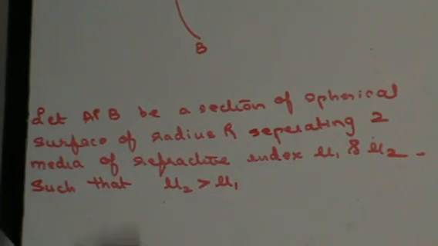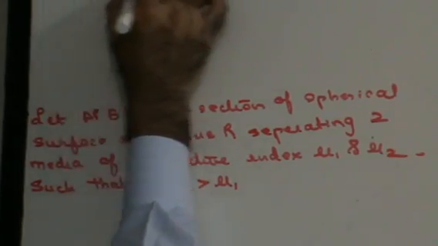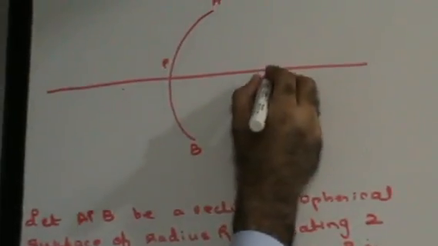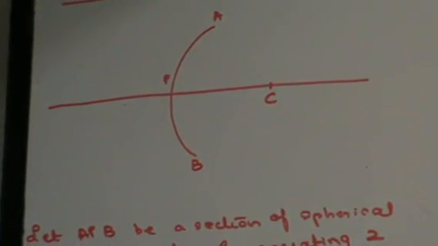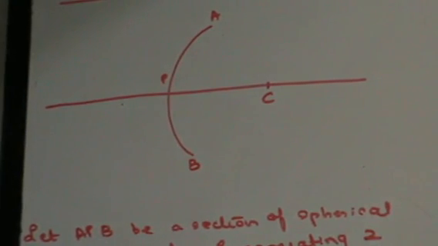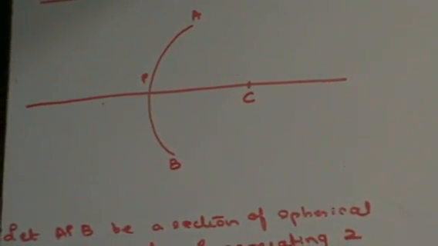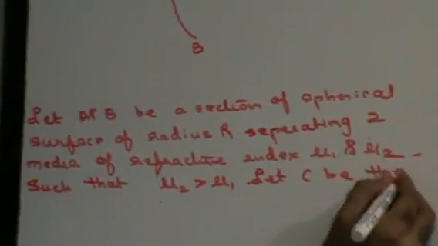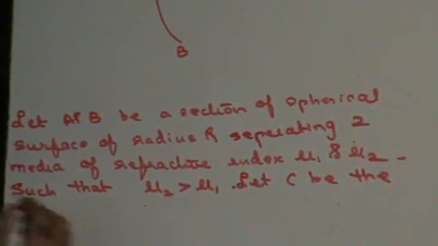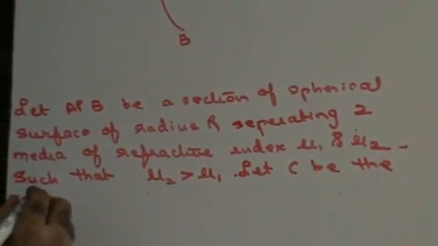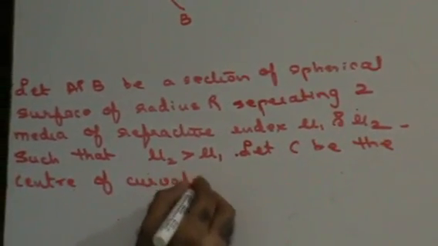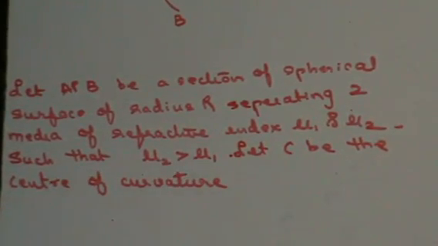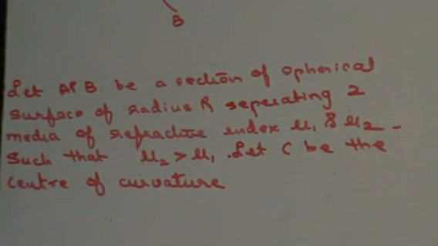Now, let us assume that C is the center of curvature. If it's a curved surface, obviously it needs to have a center. So let C be the center of curvature of the curved surface.